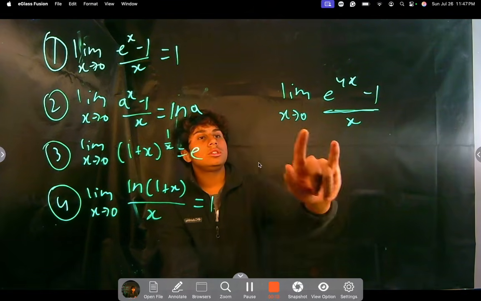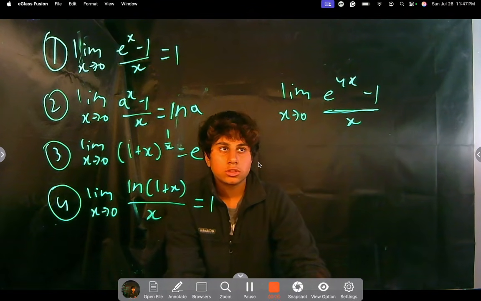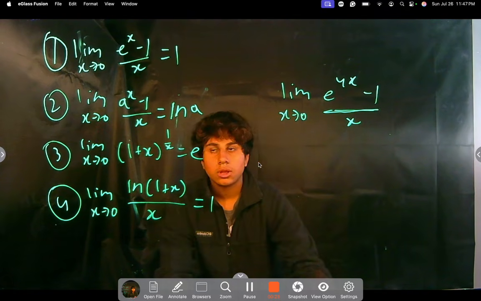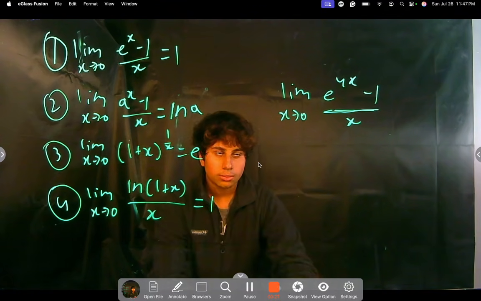So what can we see here? This is the limit as x approaches 0 of (e to the 4x minus 1) over x. So which one of these does this most closely resemble? And I'd say it's pretty obvious that it's number 1.